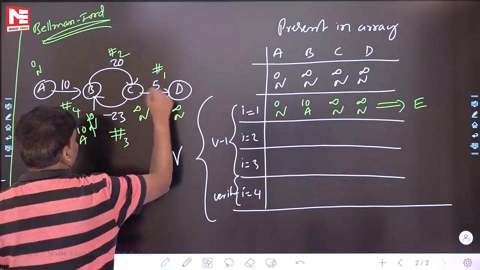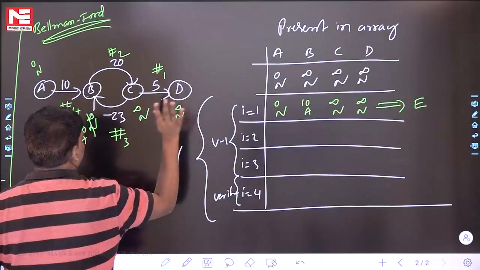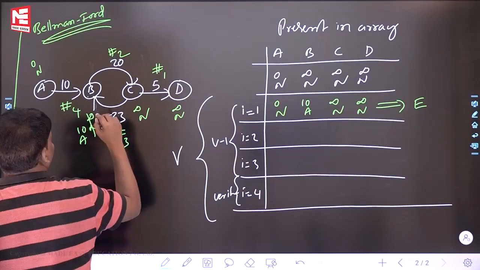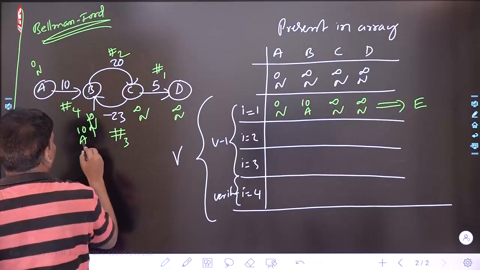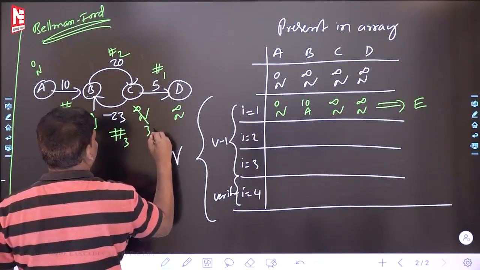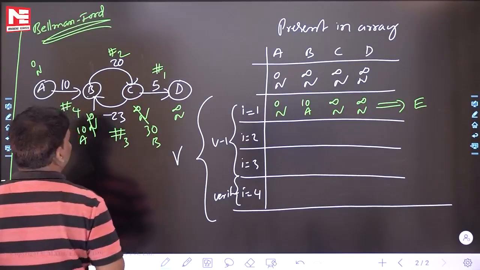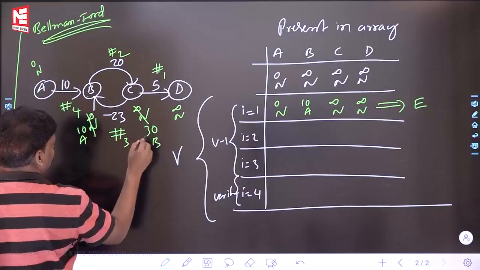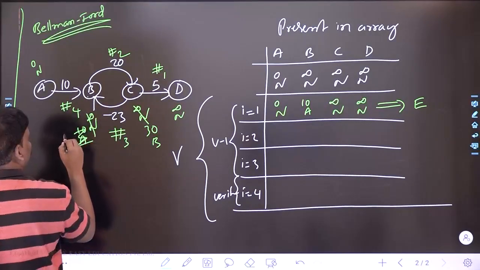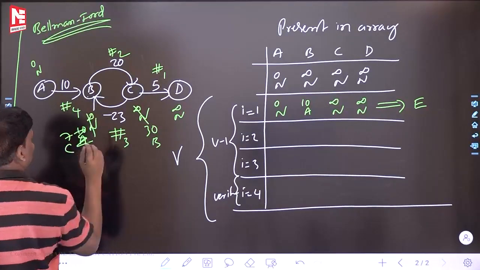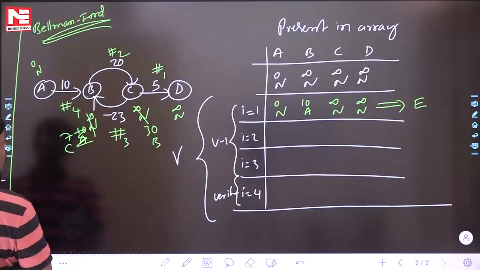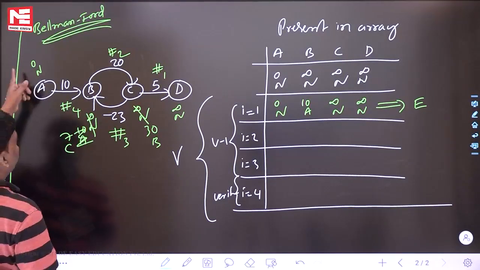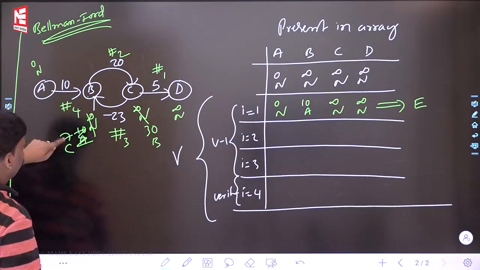Edge number 1, C to D, C infinite, so no change. Edge number 2, B to C, B value 10, 10 plus 20, 30. From where? B. Edge number 2 also over. Edge number 3, C to B, C value 30, 30 minus 23, what is the answer? 7, from where? C. Edge number 3 over. Edge number 4, 0 plus 10, 10, but 7 is better, no change.